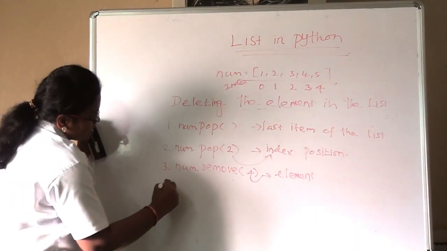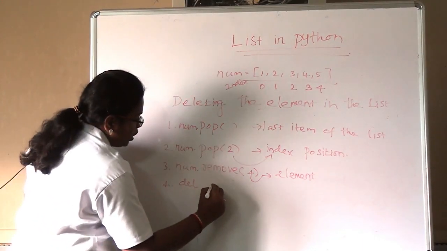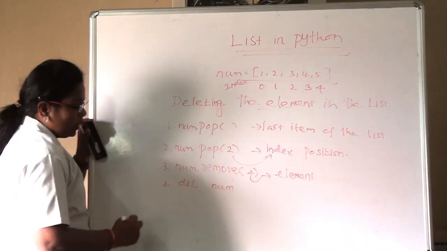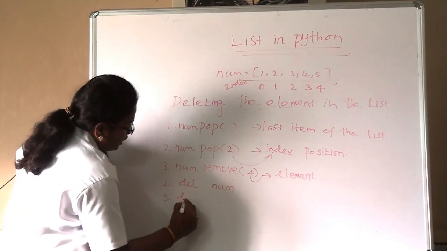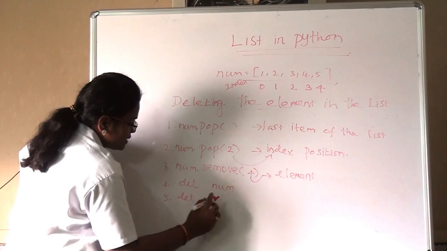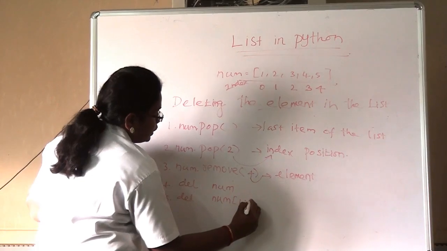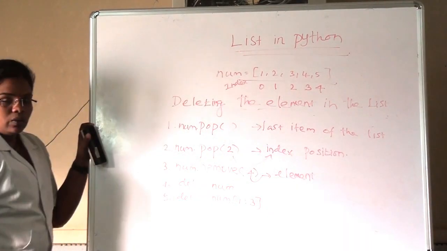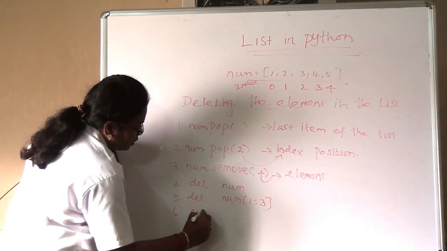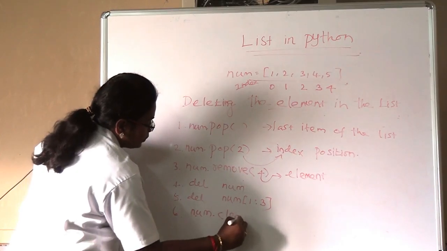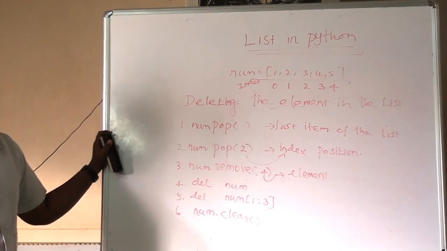Okay, then the fourth method is using the delete keyword, del num. Or if you want to remove particular elements, you can give del num using the slicing operator, 1 up to 3. Then the last one is num.clear(). These are all the ways to delete a particular element in the list.